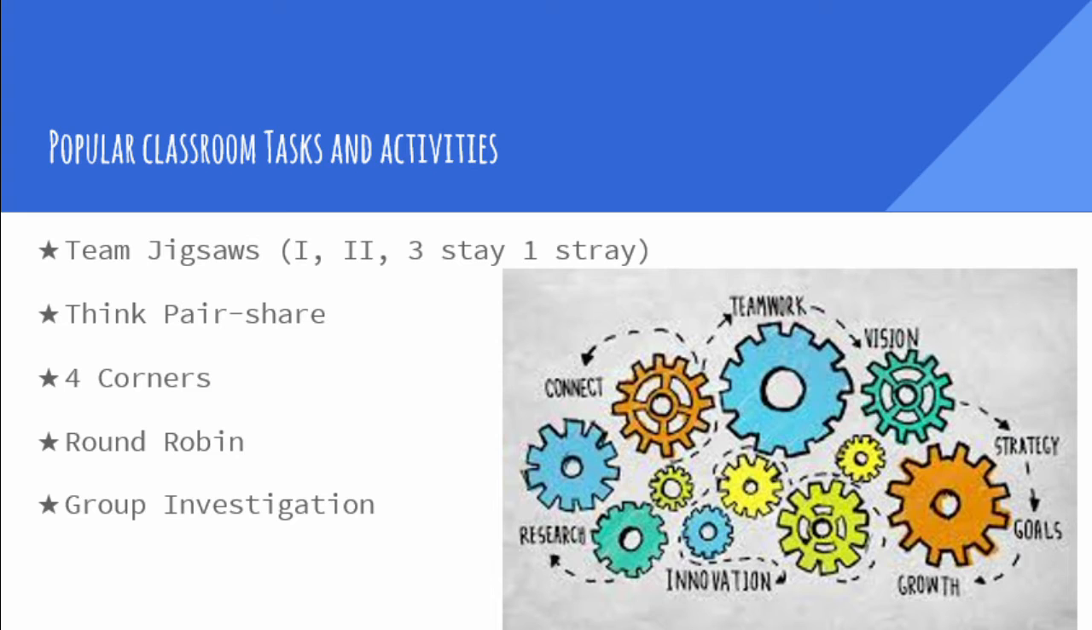Okay, so some popular classroom tasks and activities. The most well-known CL activity is team jigsaw. They vary, like jigsaw 1, jigsaw 2, 3 stay 1 stray, 1 stay 3 stray, something like that. Think-pair-share, we've done that. You meet up with a partner and you talk about your thinking. Four corners, just to see if people agree with you. There might be one person who doesn't agree with the group, and they might be right. So they could explain to the class why they're right and everybody else is wrong. Round robin, which is like, everybody tells me a word that starts with a B. Group investigations, which I would say is more like inquiry projects for language learners.